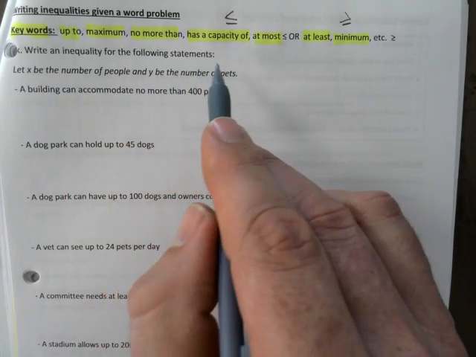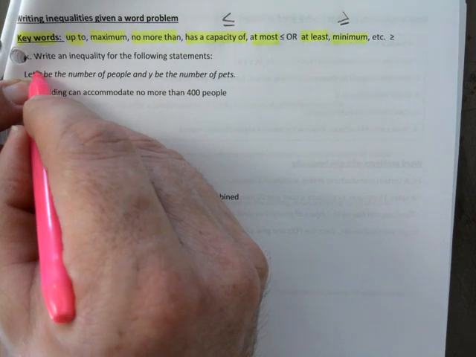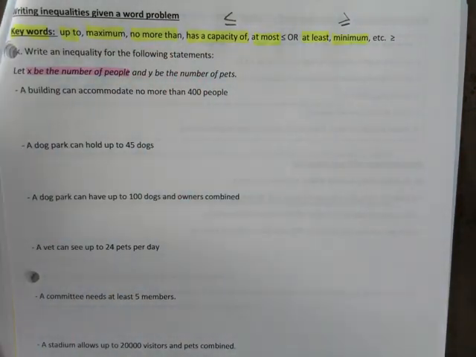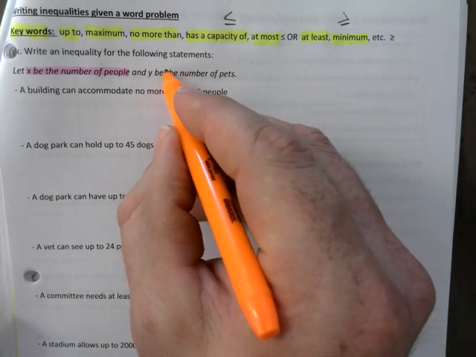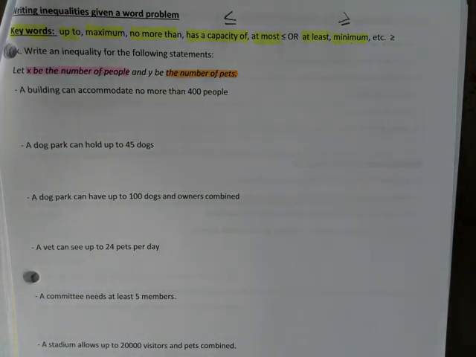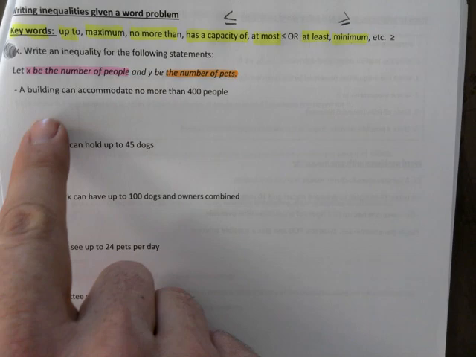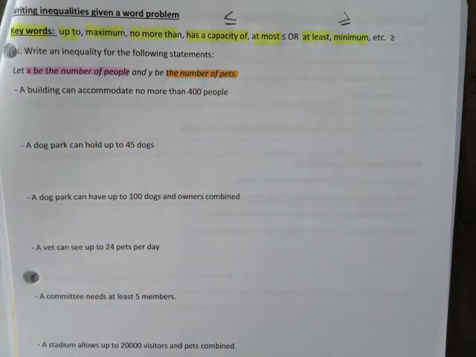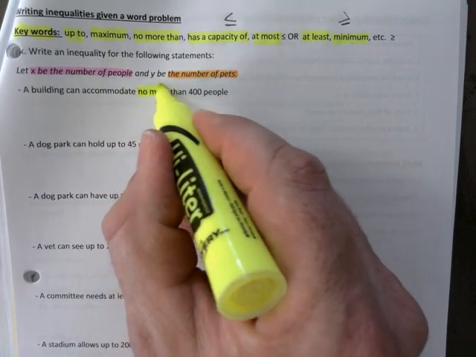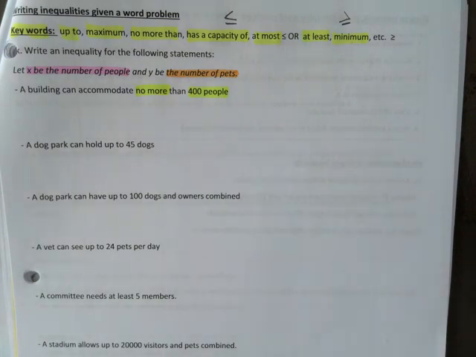So write inequality for the following statements. Let x be the number of people. X will be the number of people. Y will be the number of pets. And some of these statements may not make sense in real life, right? Okay, just follow what I'm trying to do here. So you read this statement. A building can accommodate no more than 400 people. No more than 400 people. And so you're like, okay, write an inequality for that.